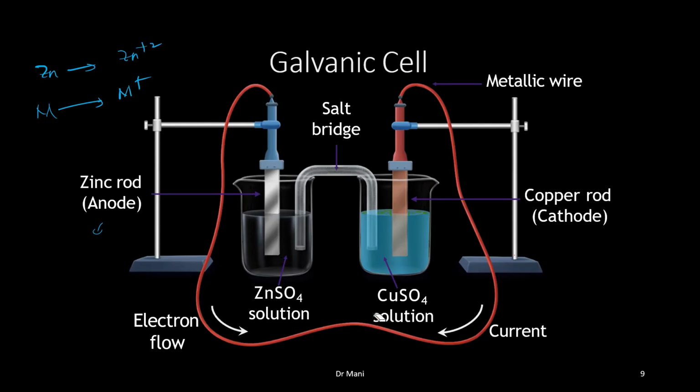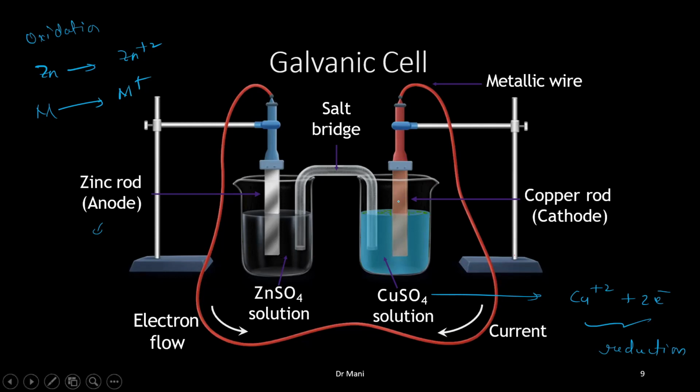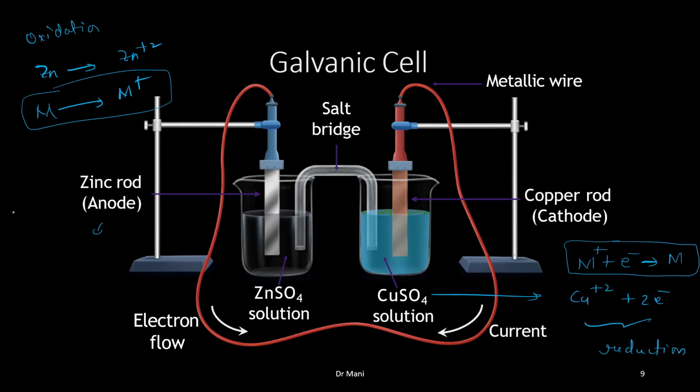Here copper is a metal. Cu2+ will take the electrons, plus 2e minus. So this is the reduction and this is the oxidation. This oxidation happens here, this reduction happens here. I told you, M converts into M plus, and here M plus plus electron will convert into M. Remember this. So oxidation happens here at the anode, and reduction happens at the cathode.